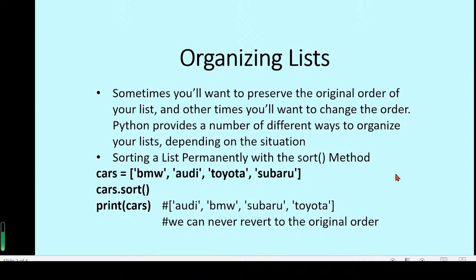Sometimes you will want to preserve the original order of your list, and other times you will want to change the order. Python provides a number of different ways to organize your lists depending on the situation. Sorting a list permanently with the sort method. So this is a list with 4 cars, and you can use cars.sort. Then the elements in the list are sorted.